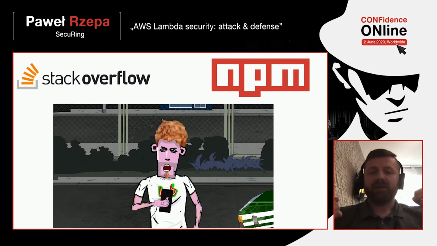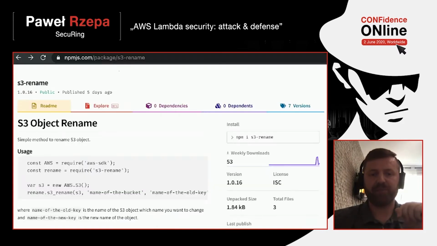Instead of writing the code from scratch, Bob started searching for ready-to-use code. So he searched through the internet, through places like Stack Overflow or the npmjs repository. And in the npmjs repository, Bob found the package called s3-rename. Analyzing its usage, Bob found that it is exactly what he's looking for. That is, it renames the S3 file.